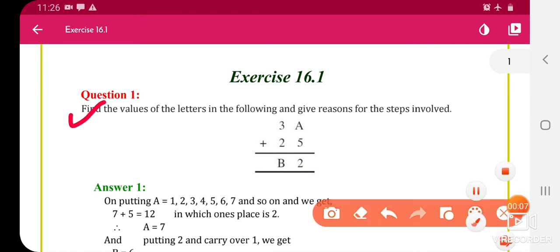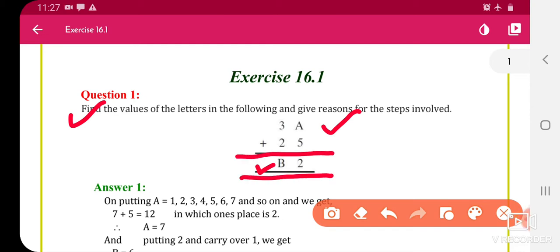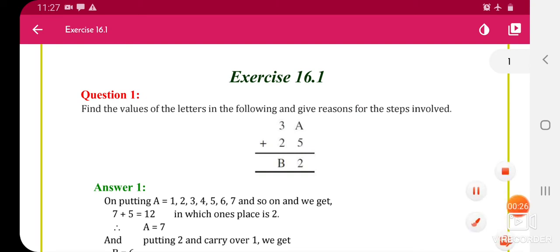So the first question is, find the value of the letters in the following and give reason for the steps involved. So we have to find the value of A and B. Here an addition is given, and the result of this addition is B and 2. Okay, so let's see the solution.